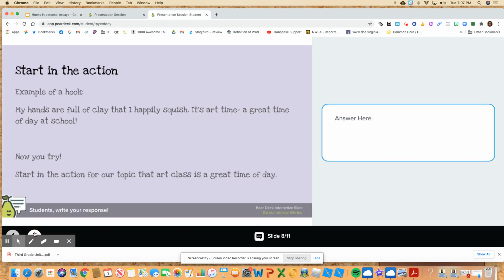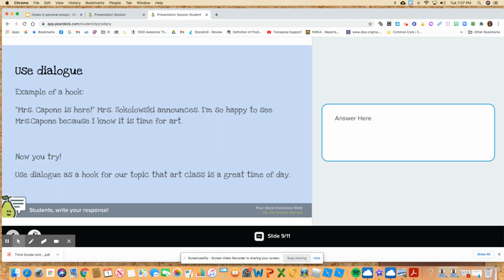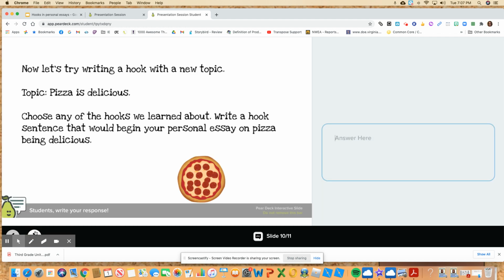Another thing you could do is start in the action. So I had an example, my hands are full of clay that I happily squish. It's art time, a great time of day at school. Then I let students try as well. Using dialogue, have someone speak. They can try that answer right there.